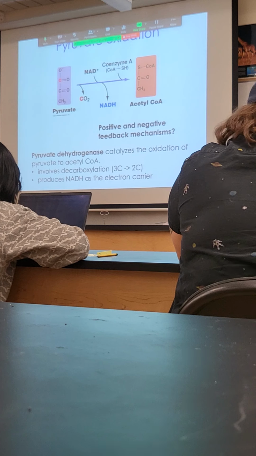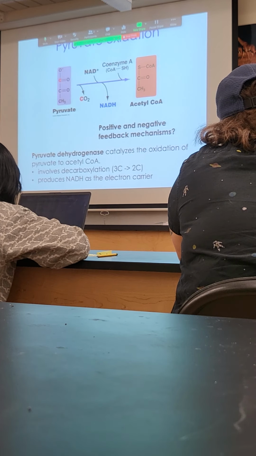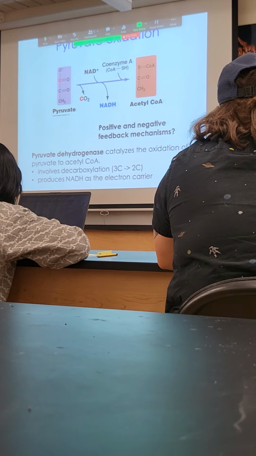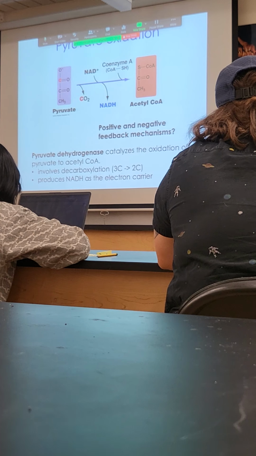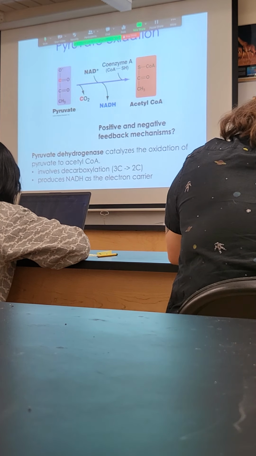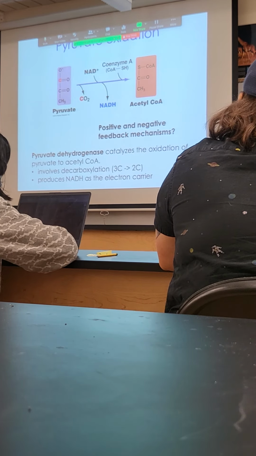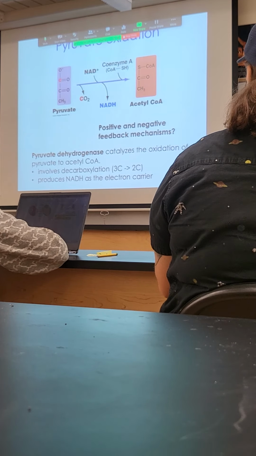For positive regulation, when there are low levels of ATP, in other words when AMP is high, that's when PDH will be dephosphorylated, and that's when it is active. So the phosphorylation of the enzyme itself is what regulates its activity. Okay, any questions on that step?